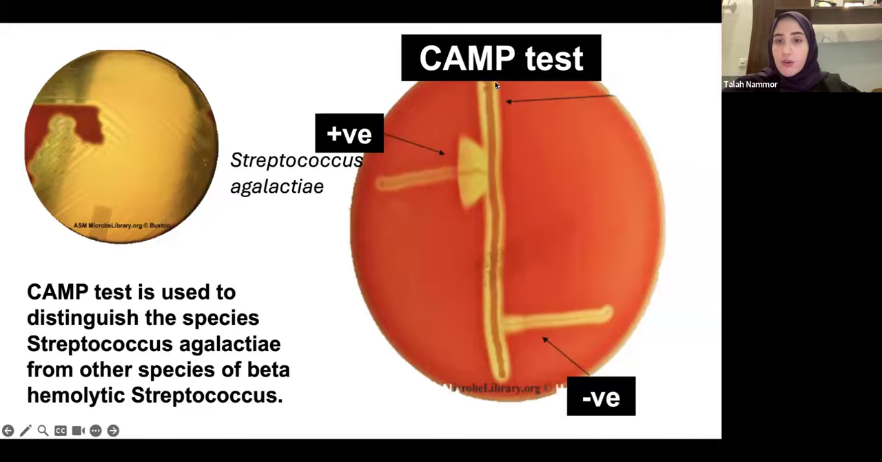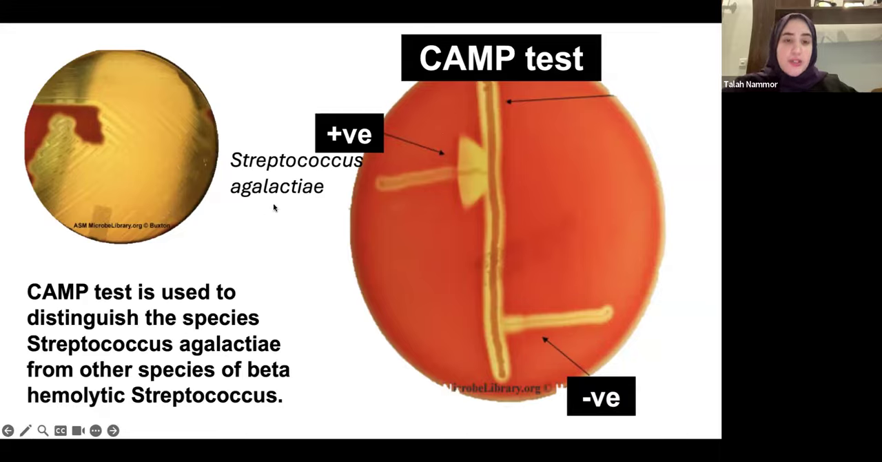is this: a culture of Staphylococcus aureus. Why do they culture it? Don't ask me, I don't know. They just culture it. And then in here, they're going to put, let's say, Streptococcus agalactiae, and in here, they're going to put Streptococcus pyogenes. Now, what they are looking for is this triangle formation.